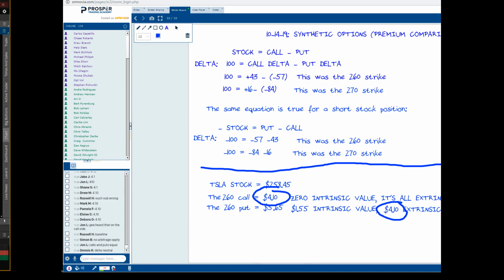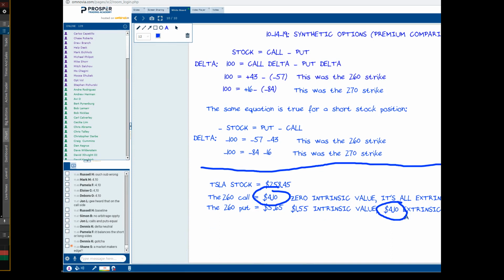Okay? If the call and the put options had different levels of premium, then one would be considered more expensive or less expensive than the other, and there would be an arbitrage opportunity. Okay, so let's take that a step further. Does everybody understand this right here? The amount of premium.